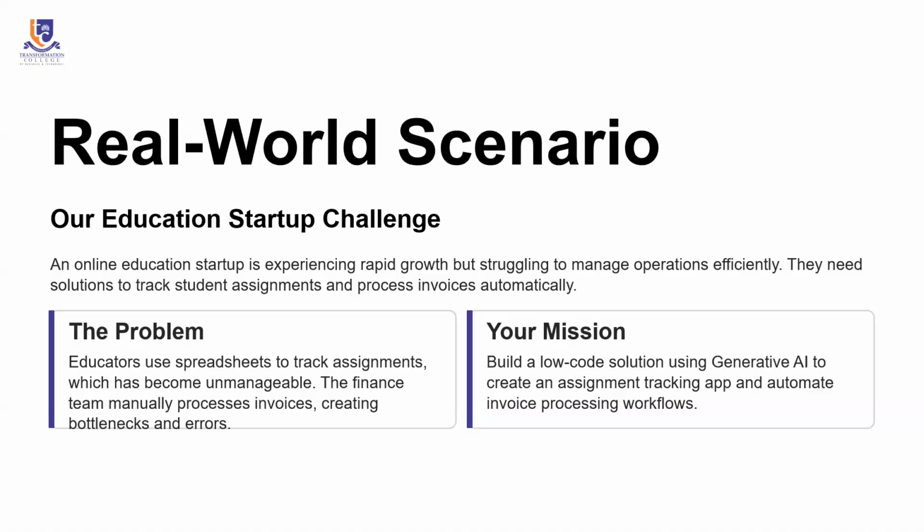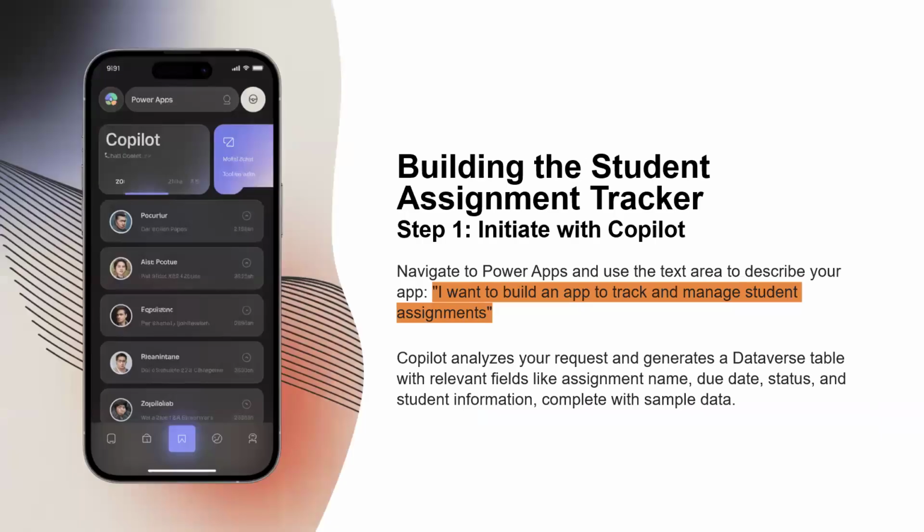Now, our mission is to build a low-code solution using generative AI to create an assignment tracking application and automate invoice processing workflows. So I'm going to use this information and take us to a platform that we can use to generate an application, right, based on our prompt. So it says building the student assignment tracker. So we initiate Copilot. Unfortunately, I can't access it for this class. But if you can, after this class, go ahead. It's a beautiful platform to use.